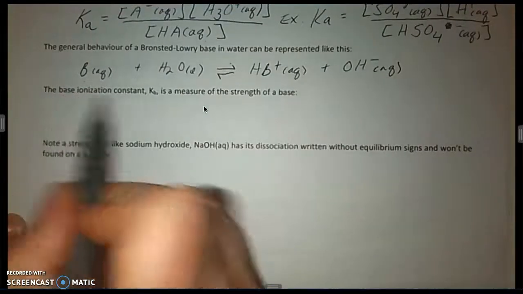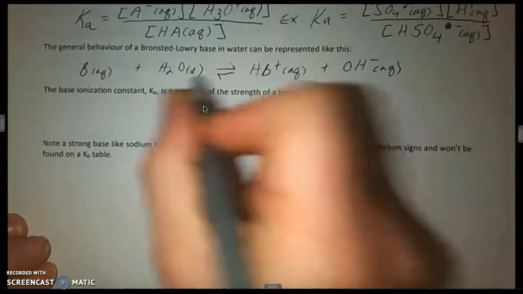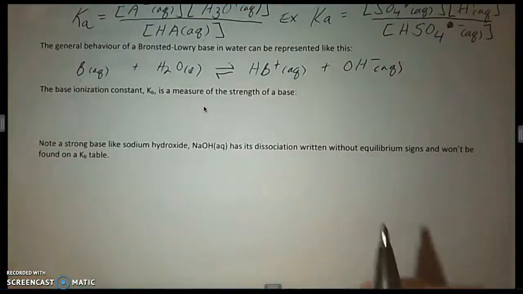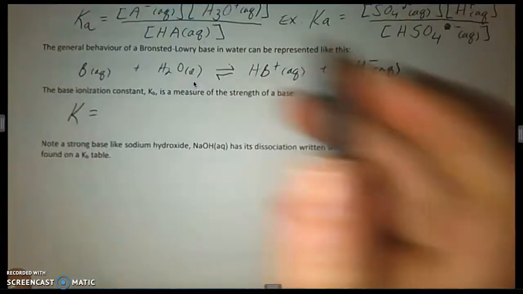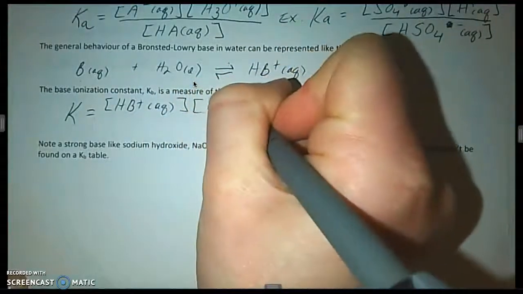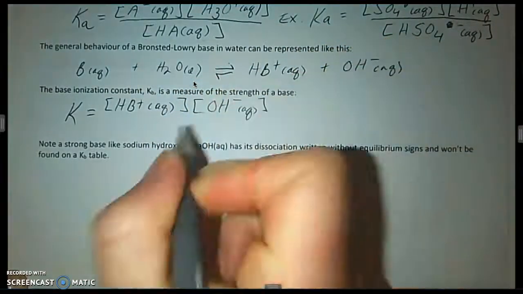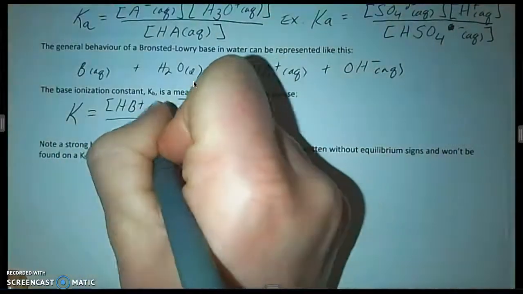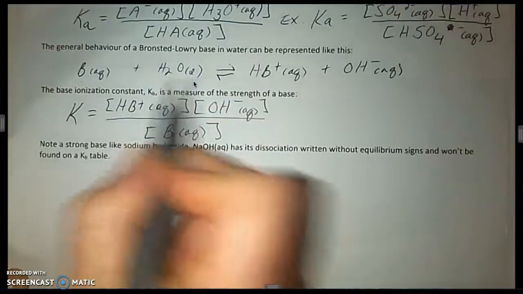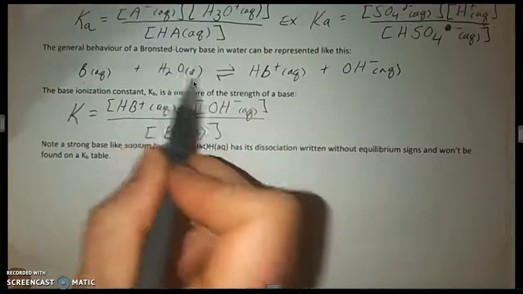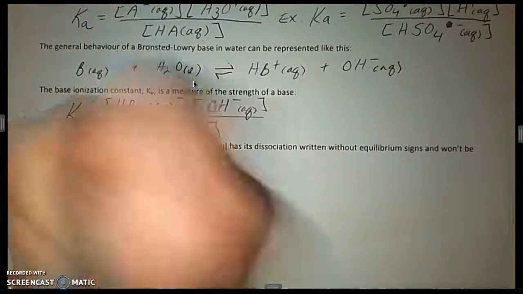The base ionization constant in general could be written from this. So that would be something like concentration of products, HB plus, times OH minus, over original concentration of base. Remembering that I leave the water out of the equilibrium expression because it's a pure liquid. Okay, and then because I'm dealing with a base here, this is called Kb.